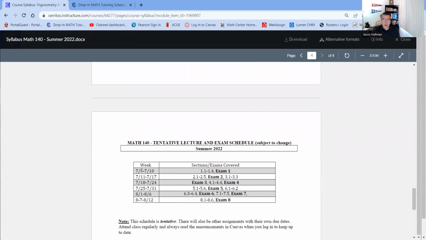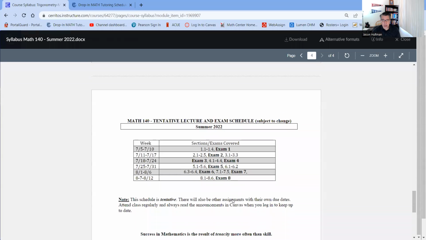Tentative schedule. The first week is chapter 1, second week is chapter 2 and into chapter 3. Third week is exam 3 and chapter 4. The fourth week is chapter 5 and a little bit of chapter 6. Fifth week is ending chapter 6 and chapter 7. And the 6th week is chapter 8.